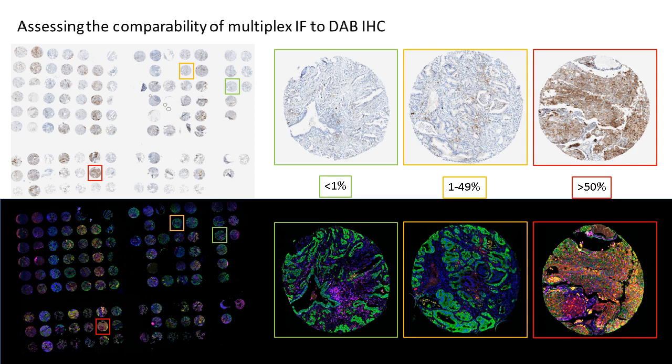Taking a few examples around these clinical thresholds, what we've seen is a fantastic correlation between the singleplex DAB IHC, and when we look at the single channels, the exact same expression is also seen. I'm not really discussing phenotypes here, such as whether a cell is expressed within the tumour or in the stroma, or whether there are combinations of PD-L1 positive CD68 macrophages here or there. That's not what the purpose of this was. This was assessing the comparability of DAB IHC to single channel multiplex IF.